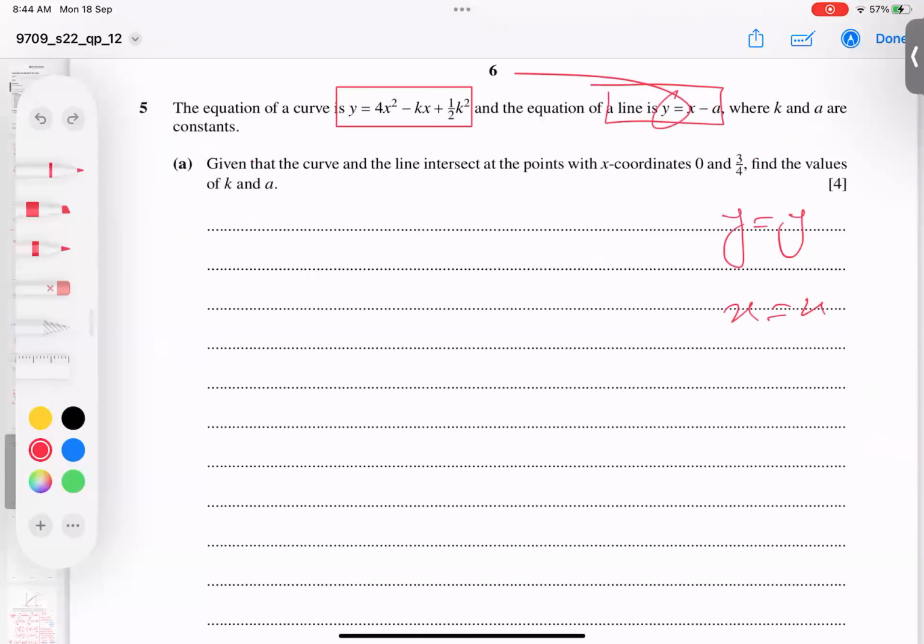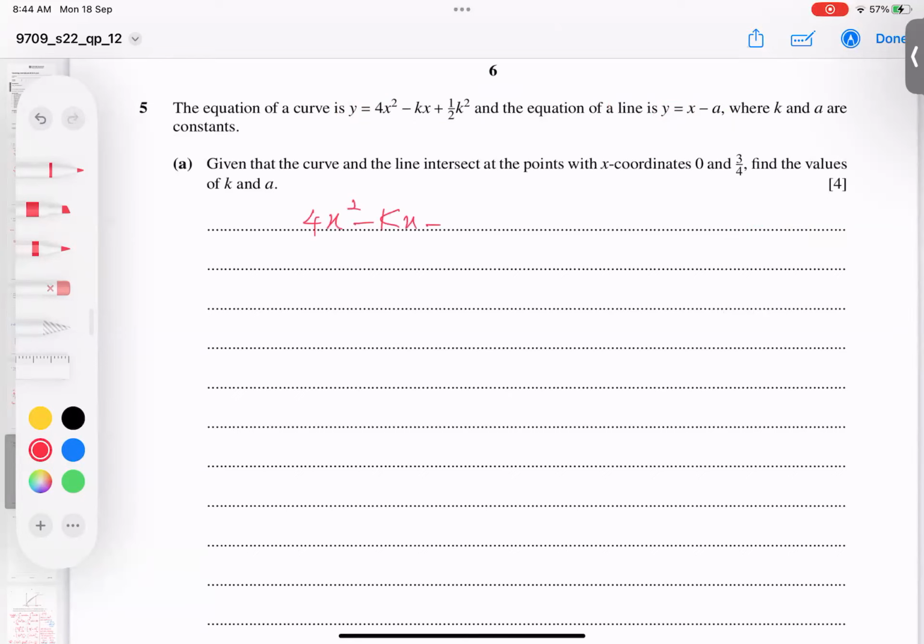So this y and this y are equal to each other. So I take this way. When I try this way, what happens, students? I get 4x to the power 2 minus kx plus half k squared equals x minus a. I got this and this, and put them equal to each other. And then what did he say further? Then further he said one thing is very, very important.